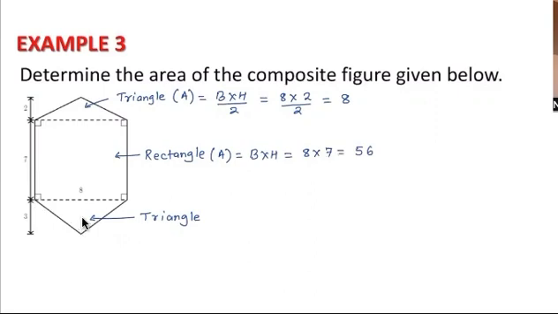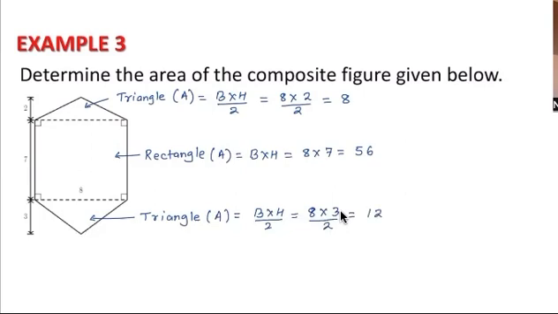Okay? And finally, we have to find this one. This is a triangle here. And you know that the area of a triangle is base times height divided by 2. For this triangle, the base is this one again, 8. And the height is how tall this triangle is, right? How tall is this triangle? You can see that this is 3 units. So the height is 3, divided by 2, which will be equal to 8 divided by 2 is 4, times 3 is 12.